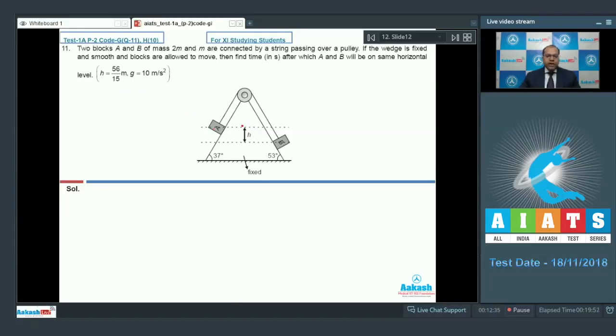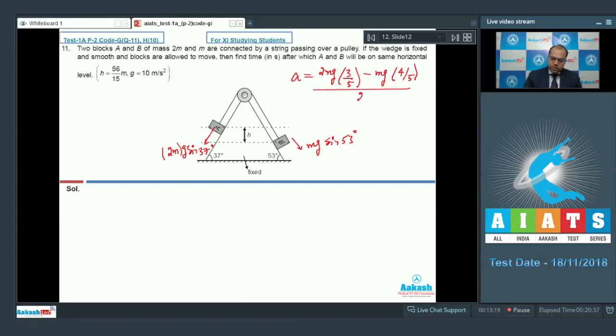So at t equal to 0, when we release the blocks, the mass of block A is higher, so the system will move in this direction. If I calculate the acceleration, then 2m into g sine 37 degree is acting in this direction, and mg into sine 53 degree is acting in this direction. So the acceleration A would be 2mg into sine 37 degree, 3 by 5, minus mg into sine 53 degree, that is 4 by 5, divided by total mass of system, that is 3m. If I calculate this, it comes out to be 2g by 15.